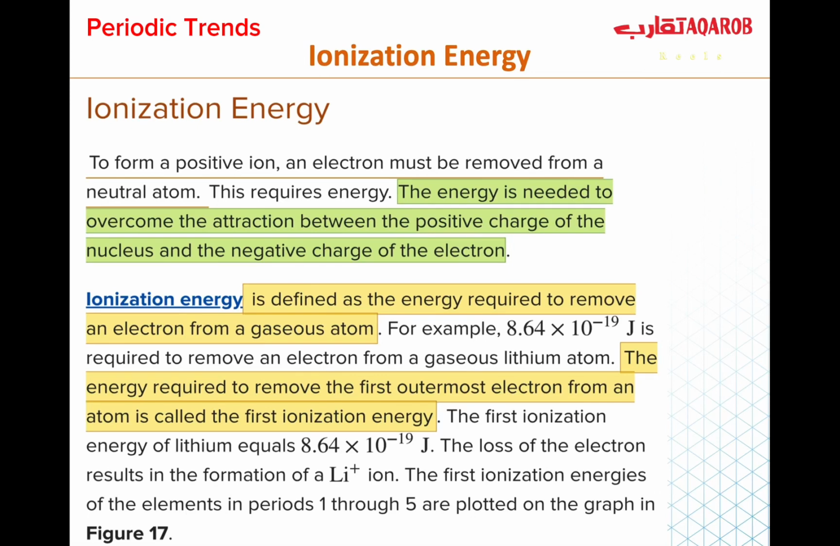Ionization energy. To form a positive ion, an electron must be removed from a neutral atom. This requires energy. The energy is needed to overcome the attraction between the positive charge of the nucleus and the negative charge of the electron. So this is the ionization energy.